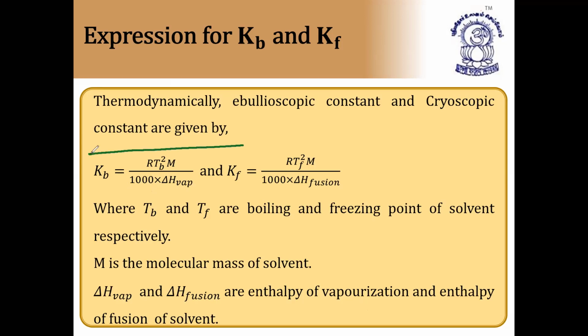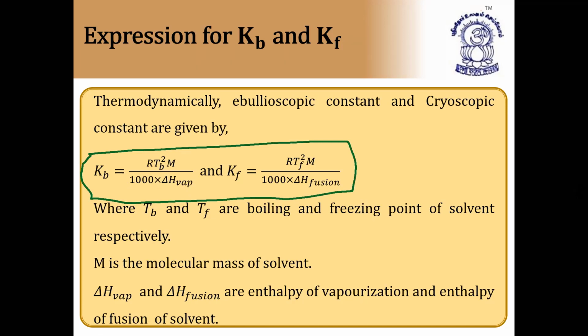KB is equal to R TB square M by 1000 delta H of vaporization, and KF is equal to R TF square M by 1000 into delta H of fusion. TF here means the freezing point of the pure solvent, and TB the boiling point of the pure solvent, not solution. TB and TF are the boiling point and freezing point of the solvent respectively, and M is the molecular mass of the solvent. Delta H of vaporization and delta H of fusion are the enthalpy of vaporization and enthalpy of fusion of the solvent. So these two formulas are also important.